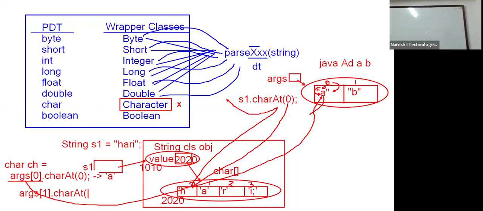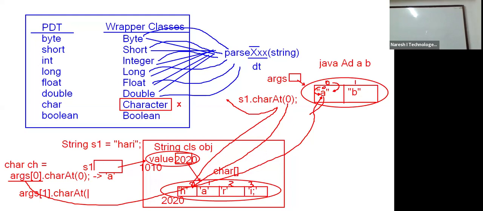Tell me. Inside args of 1, args of 0 pointing string object, how many characters available? 1. What is the index number? 0. Array index number 0, and the string object character number also 0. Second string name is what? args of 1. And that string contains how many characters? 1. That character number 0. And tell me how to take this A as a character out. args of 0 dot charAt of 0. Then A is coming out as a character.